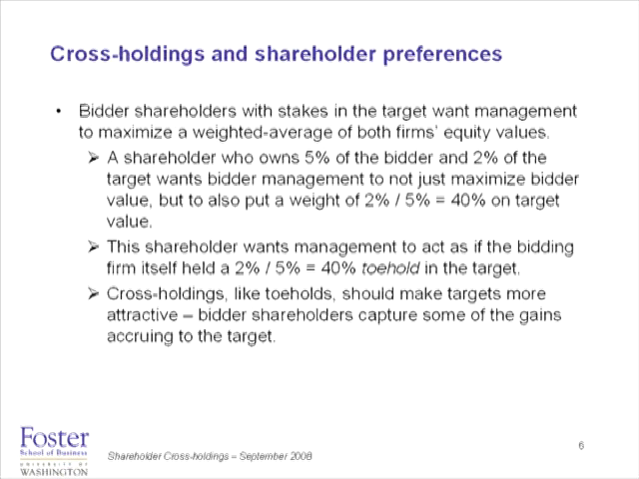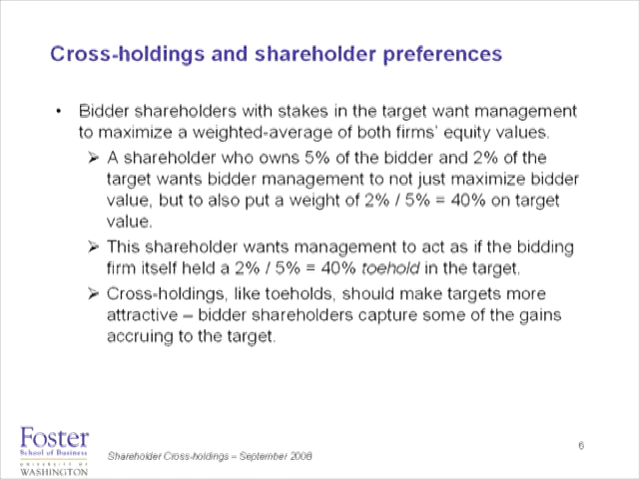So just to start getting a sense of how we're going to talk about these cross holdings, it's similar to the toehold literature in the sense that every shareholder of the bidder has his or her own toehold in the target. Some of them have a 0% toehold in the target, some of them have a larger toehold. And so our example here is if you own 5% of the bidder and 2% of the target, then you effectively want the bidder management to put a 40% weight on target value.